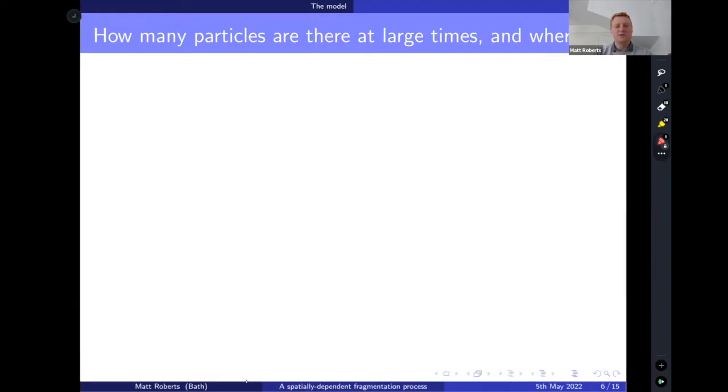And the question we want to answer is, for the rectangles picture, how many rectangles are there at a large time and what sort of shapes do they have? Shape in the rectangles picture corresponds to position in the branching random walk picture. So the question in the branching random walk picture is how many particles are there and where are they? And this is definitely not a simple question to answer.